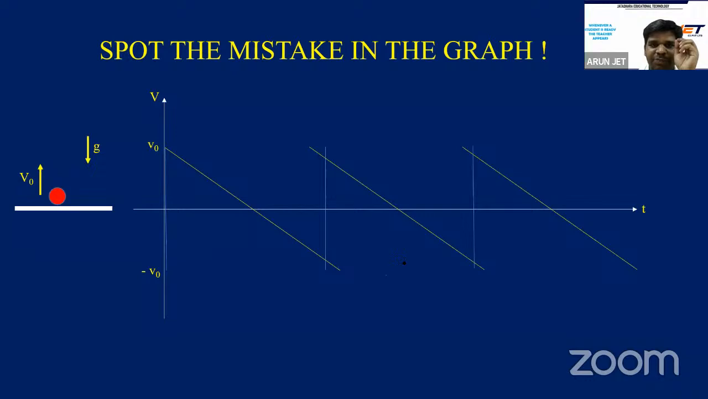Look at the third mistake, students. ఇప్పుడు ఇక్కడ mistake చెప్పండి. The ball is bouncing up and down, back and forth. For a hint, I have drawn two vertical lines, two vertical blue lines, thin lines. Focus on what is happening over there.